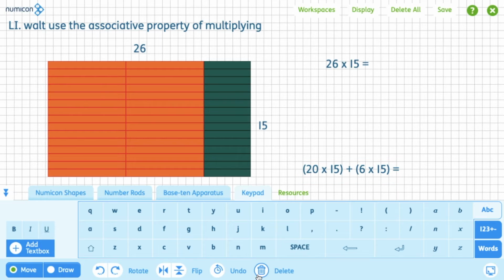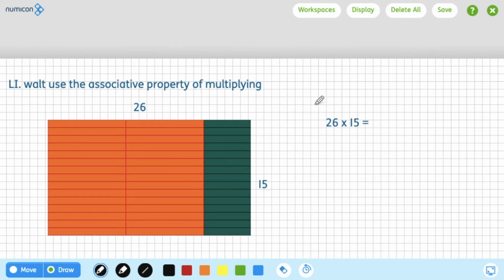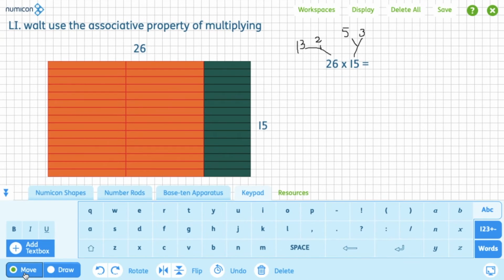Now, to use association, we need to find factors, okay? So I want you to have a think about what the factors of 26 are and what the factors of 15 are. So if we had to think about that, we'd probably come up with factors of 26, we've got 13 and 2. I really can't think of any more other than 1 and 26. And then 15, we've got 5 and 3. All right, now when we're thinking about factors, we're trying to think about the ones that are going to work best for us.